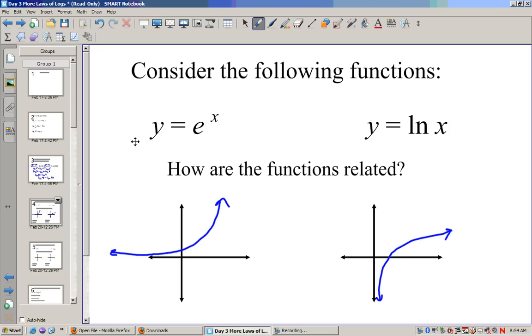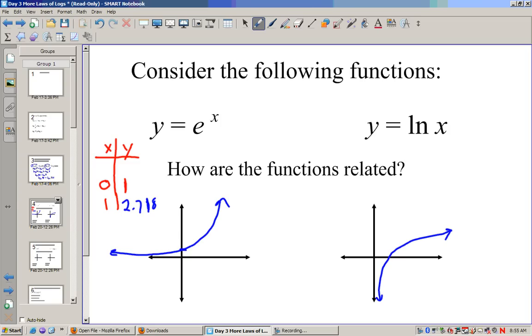Now we can do a simple chart here where we can have x's and y's. If x is 0, e to the 0, or anything to the 0 for that matter, will be 1. If I have x is equal to 1, that means we have e to the first. And e to the first is just e, which is 2.718281828, and it goes on forever. So let's just say about 2.7.